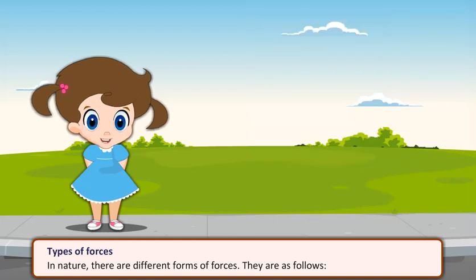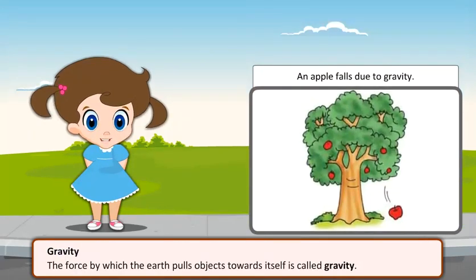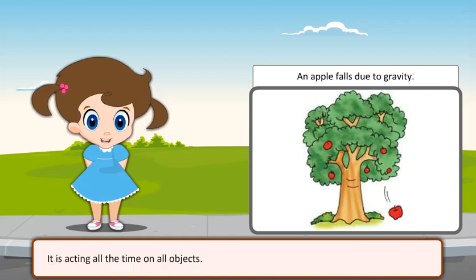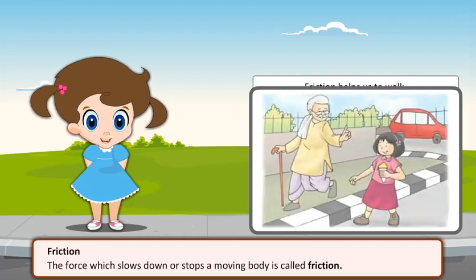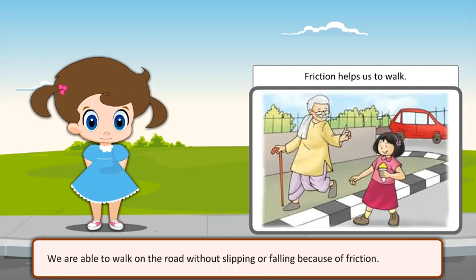They are as follows. Gravity. The force by which the earth pulls objects towards itself is called gravity. It is acting all the time on all objects. Friction. The force which slows down or stops a moving body is called friction. We are able to walk on the road without slipping or falling because of friction.